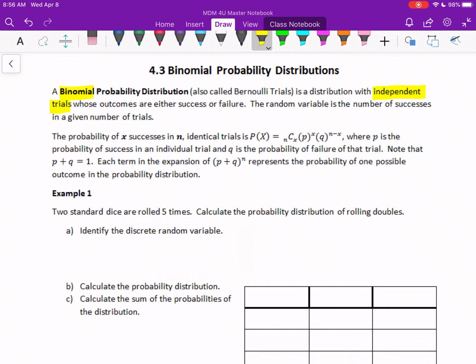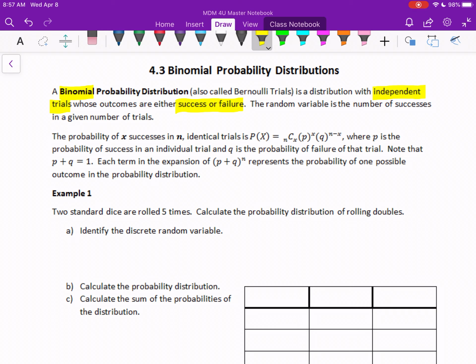All right. So the other thing is that the outcomes can be measured as either success or failure. So there can be different outcomes, but we need to be able to classify them. We need to be able to put them into one of two categories. We need to call it either success or failure.